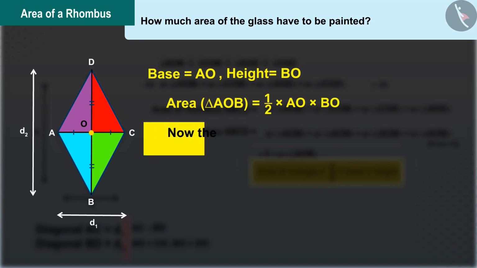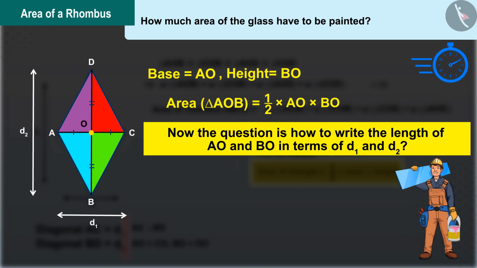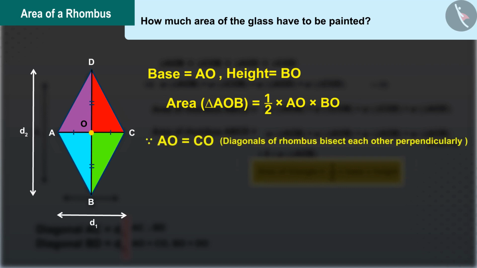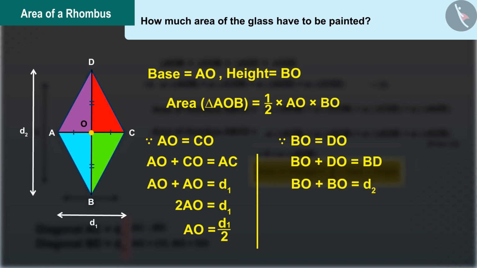Now the question is how to write the lengths of AO and BO in terms of D1 and D2. As we know, AO and CO are of equal length and AO plus CO is diagonal AC, that is D1. Hence, the length of AO will be D1 over 2. Similarly, the length of BO will be half the length of BD, that is D2 over 2.